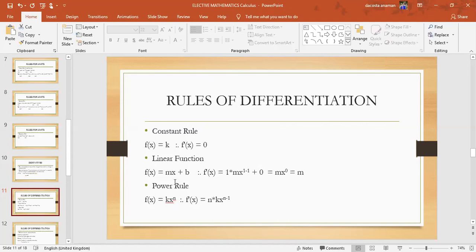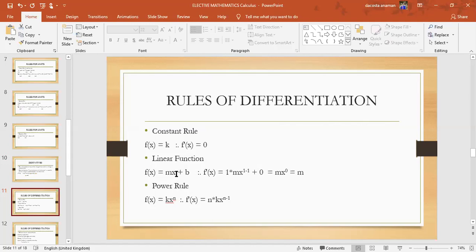And the linear function is when you have f of x is equal to mx plus b. In this instance, you have x there. Since this is not a constant but a function, you can differentiate it. Now, as we said earlier, b is a constant, and when you differentiate b, you get 0. So that's 0 there. Now, differentiating mx, x has an invisible power of 1.